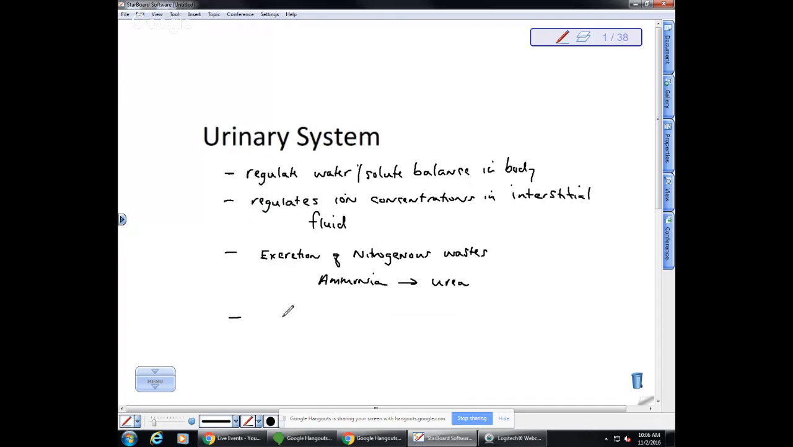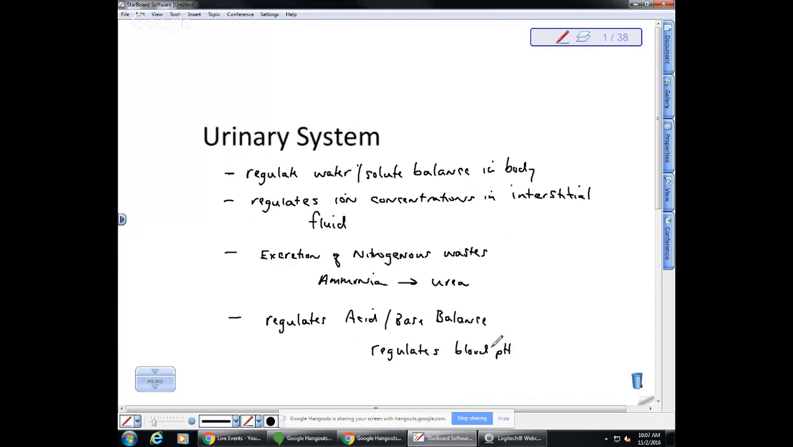Okay, the other thing that it does is it regulates acid-base balance. So we talked about how the respiratory system also helps to regulate acid-base balance. So we talked about respiratory acidosis and respiratory alkalosis, but the renal system also regulates specifically blood pH, right? So it regulates blood pH. And the reason for this is that sometimes our urine is very acidic and other times it's not so acidic.